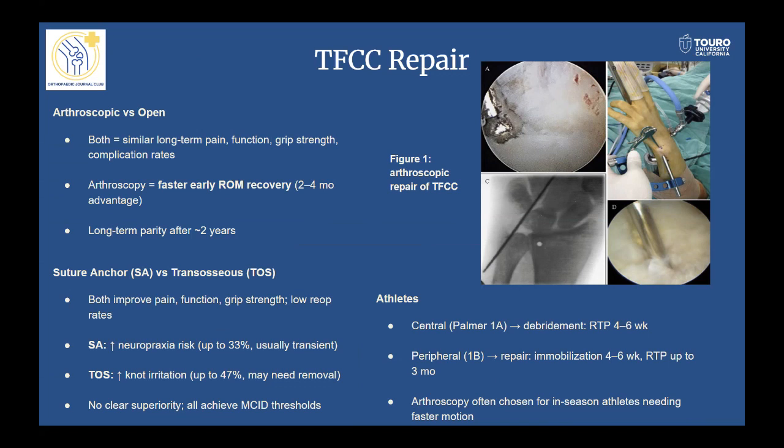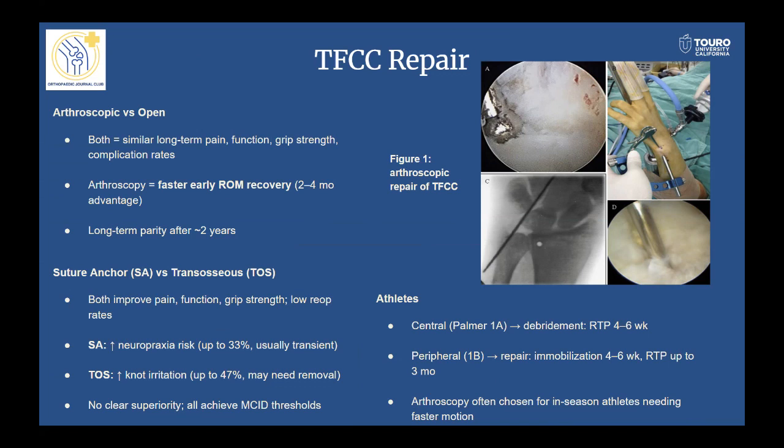Then we look towards suture anchor and transosseous. Both improve pain, function, and grip strength, and again, low re-op rates, and reliably improve all of those. I don't want to bore you with the details of the DASH and the PRWE systems, the Disabilities of the Arm, Shoulder, and Hand and Patient-Rated Wrist Evaluation, but both techniques just improve patient-reported outcomes, with less pain and better function after surgery, which is stuff that we care about.